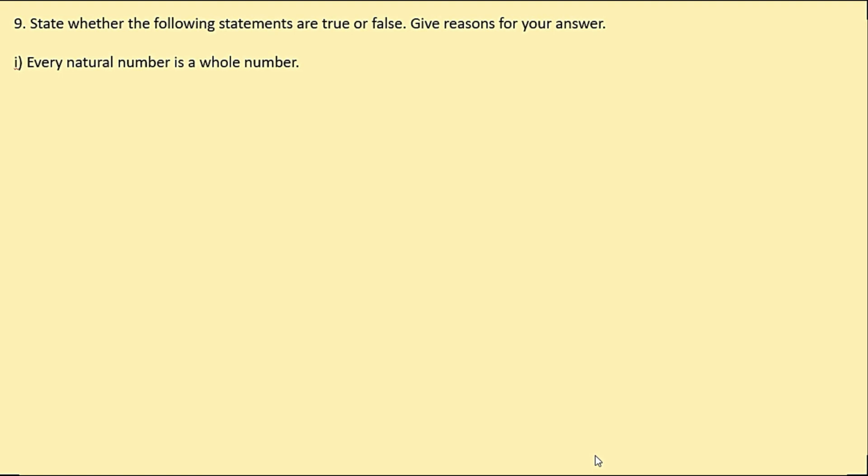The next type of sum is: state whether the following statements are true or false. Give reason for your answer. The first one is: every natural number is a whole number. What you have to say is whether it is true or false along with proper reasoning. But before that you need to understand what is there in the statement. Every natural number is a whole number means any natural number can be called a whole number. Is this statement true or false?